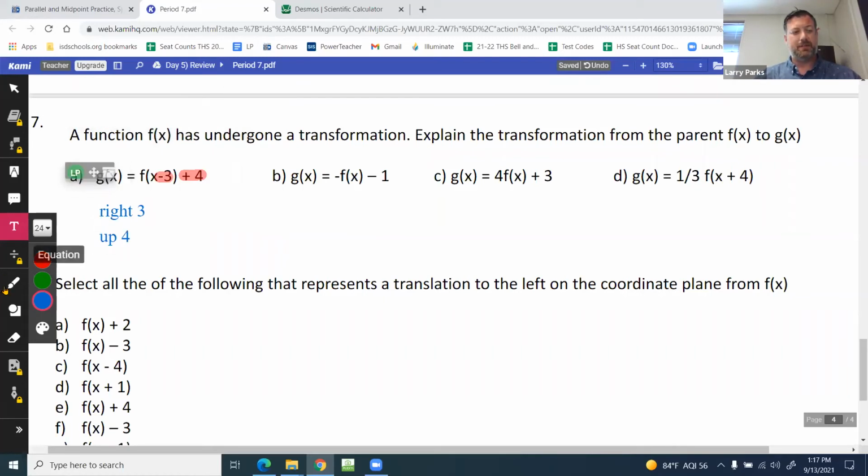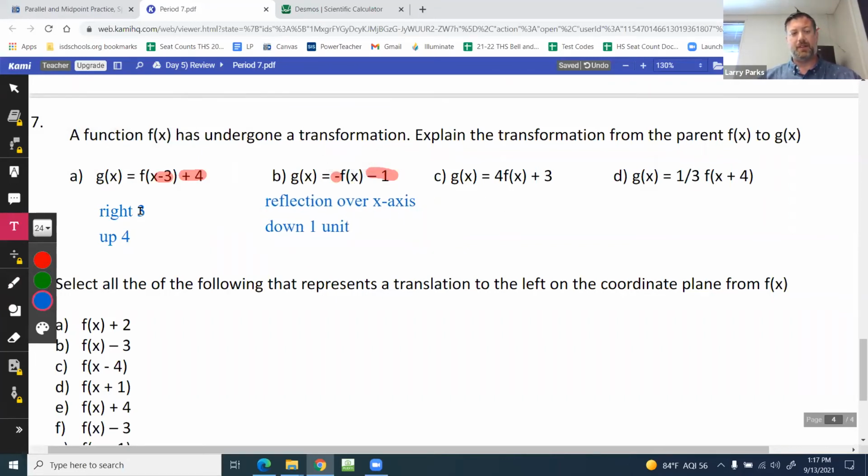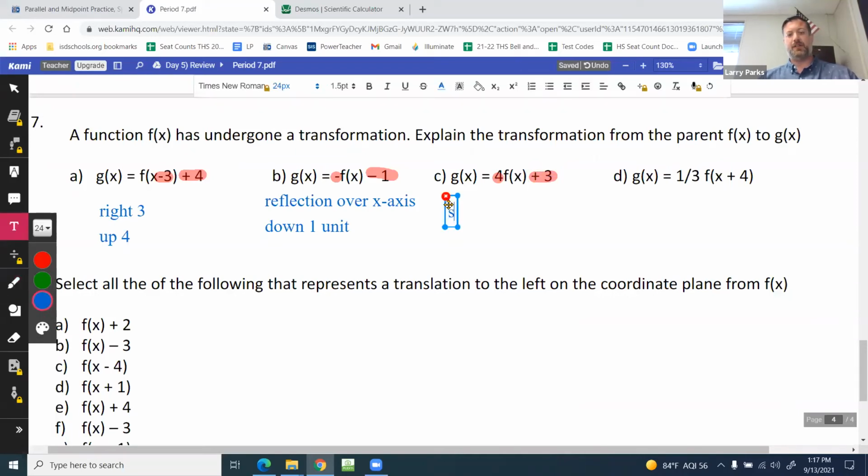This one, the negative reflects it over the x-axis, and the -1 moves it down. So I'd say reflection over the x-axis, and we're going to move it down 1 unit. Here, remember the 4, any number bigger than 1 causes a stretch. So it's going to be stretched by a factor of 4, and then the 3 moves it 3 up. So stretched by a factor of 4, moved up 3 units.